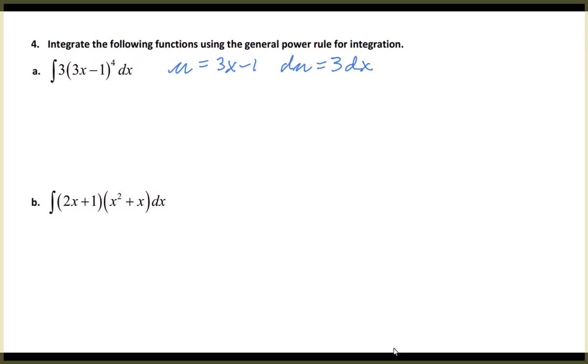Now then, when I made up these notes, I rearranged things so it would look like this. You don't have to do that. What I did was I put the du sitting right there, and this is u to the fourth. That's why I wrote it like that. You don't have to change the order if you can see it. All right, so then I've got u to the fourth du. A lot simpler.